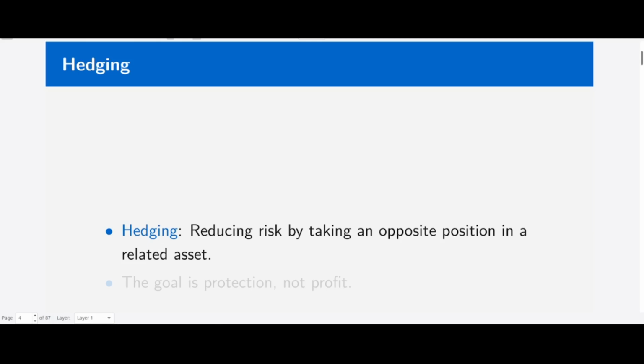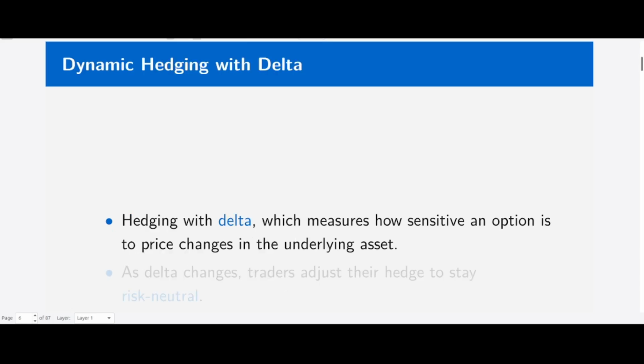Hedging is reducing risk by taking an opposite position in a related asset. The main goal or objective of hedging is not for profit, but to protect the assets against loss or fluctuation. Hedging with delta, which measures how sensitive an option is to price change in the underlying asset. As delta changes, traders adjust their hedge to stay risk neutral.